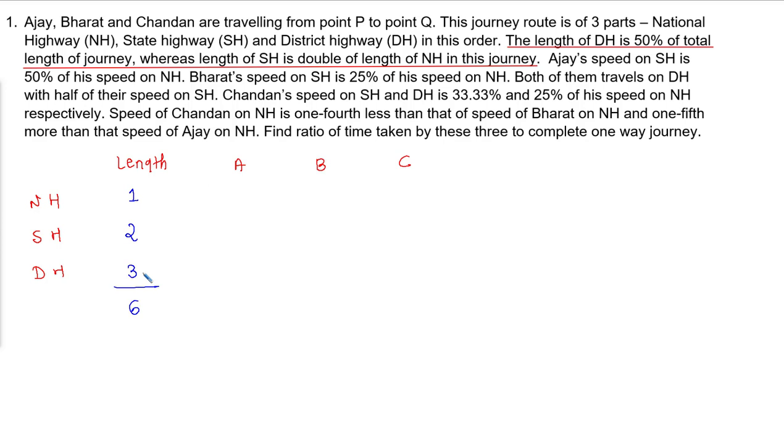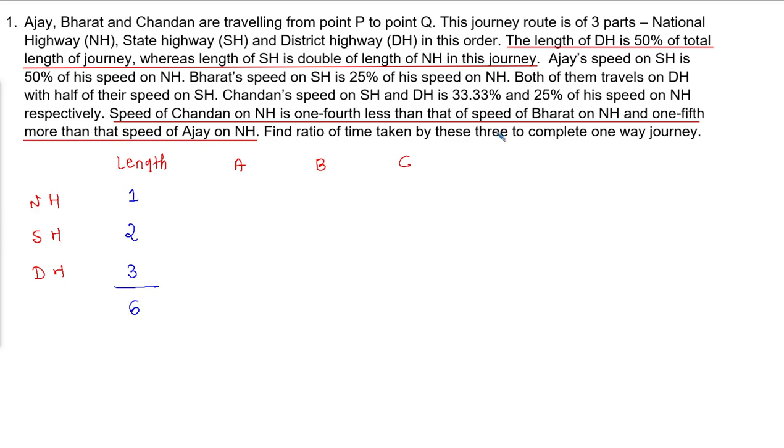After that, next, Ajay's SH speed is compared with NH speed. Ajay's speed on SH is 50% of its speed on NH. Again, Bharat's speed on SH is compared with his speed on NH. Same thing for Chandan. Chandan's speed on SH and DH is compared with the speed on NH. So we need to get the data of ABC's speed on NH. That data is given in this statement. Let's have a look at it.